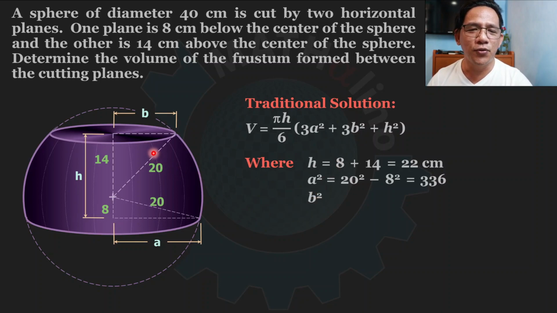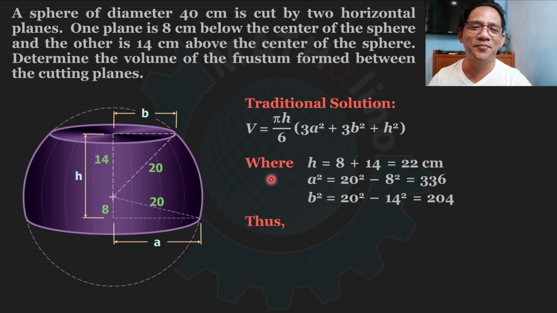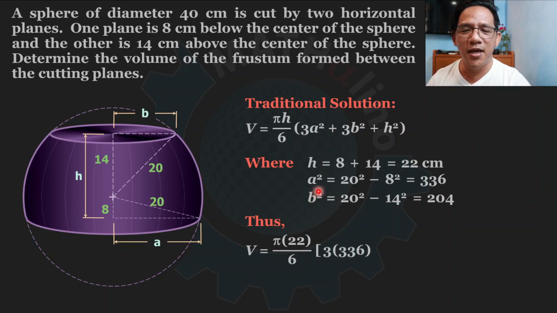Okay, B squared is equal to the hypotenuse squared by the Pythagorean theorem again, minus 14 squared. That is equal to 204. Substitute to the formula. That is the good thing about the traditional approach. If you have the formula and the values of the elements in the formula, you can get the solution of the problem. Pi h all over 6, and so on. That is our answer.